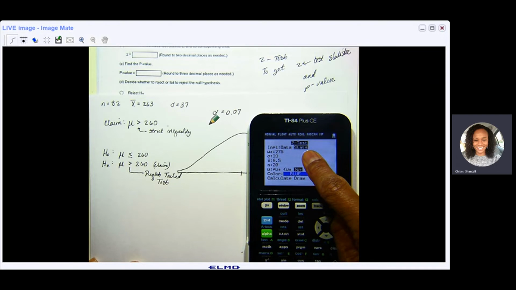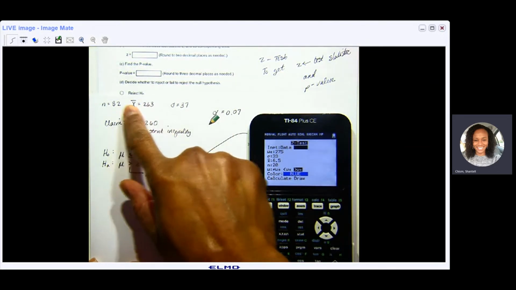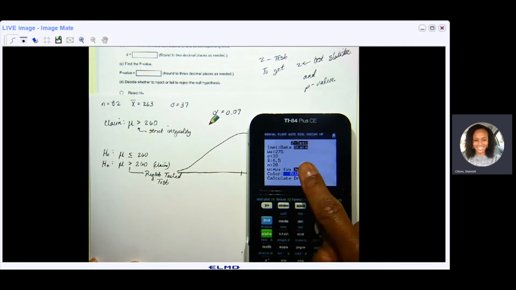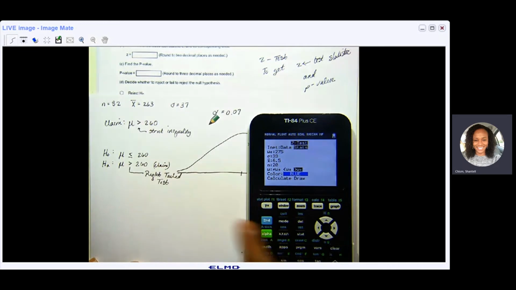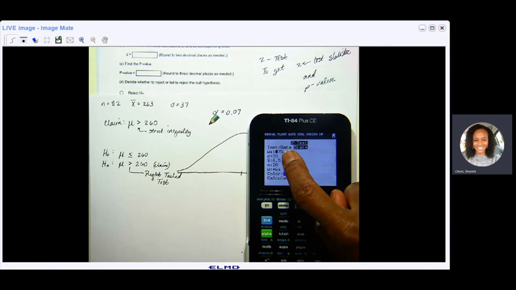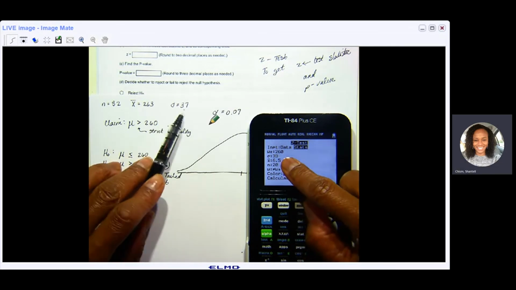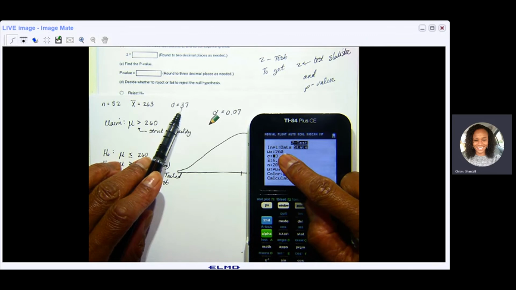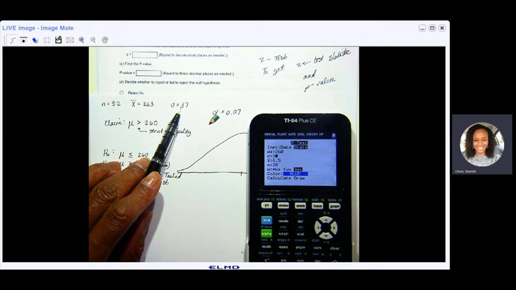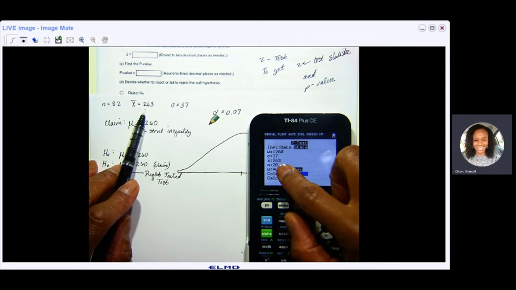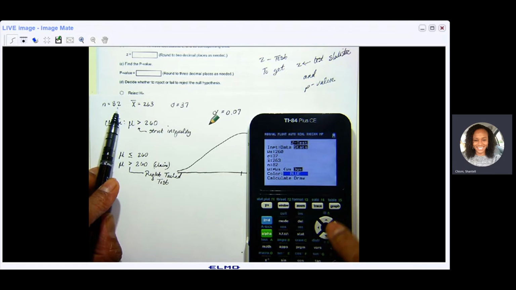Or do you want to enter in the stats, which is what we have, the sample size and the sample mean? We have the stats. We don't have the actual data set. We have the stats already calculated for us. So we're going to make sure that we choose stats, and it's highlighted, and then we enter in our values. That mean value is our claim value, 260. Our population standard deviation, sigma, is given as 37. Our sample mean, x bar, is 263. And our sample size is 82.